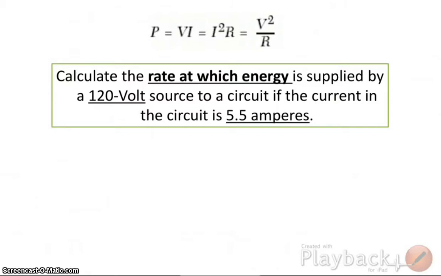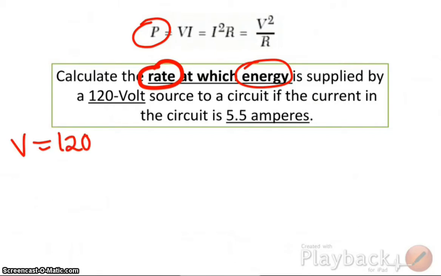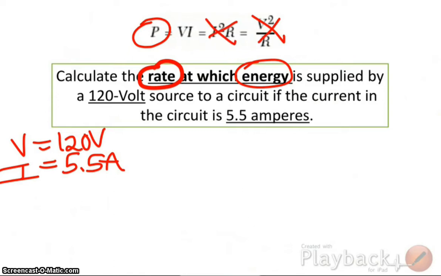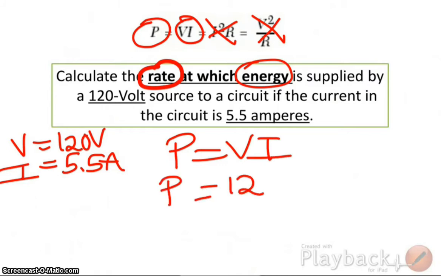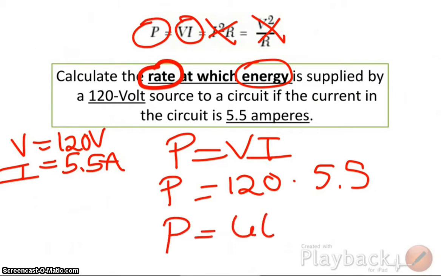Alright, so here's an example of a question. Calculate the rate at which energy is supplied. Now you see the word rate, you know you're going to be using power. Rate of energy is power. So we want to calculate the power which is supplied by a 120 volt source if the circuit has a current of 5.5 amperes. So we have V and I. So we look over here. This one has R, this one has R, this one has V and I. So P equals VI. P equals 120 times 5.5. Okay, so 120 times 5.5. Power is 660 watts. Okay, nothing too complicated.